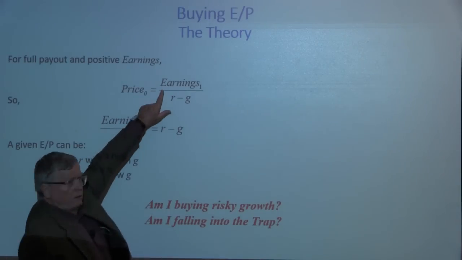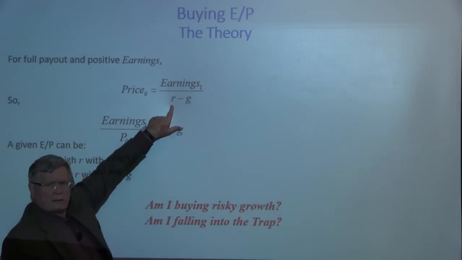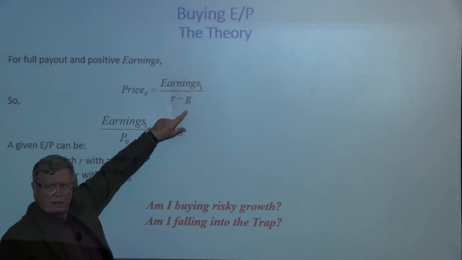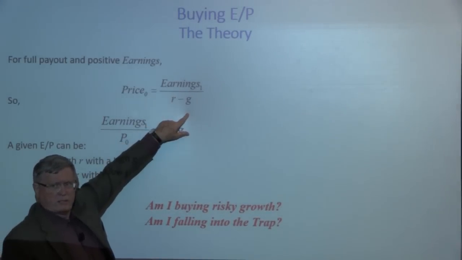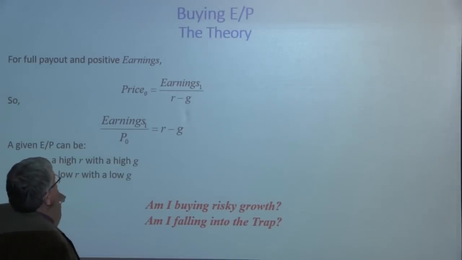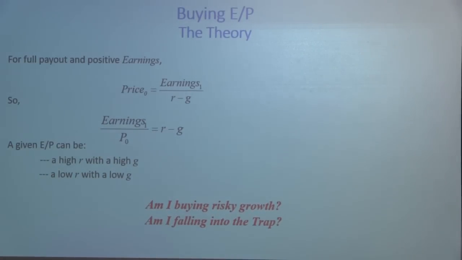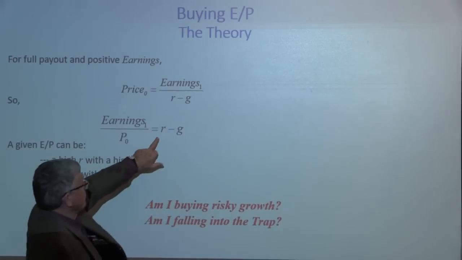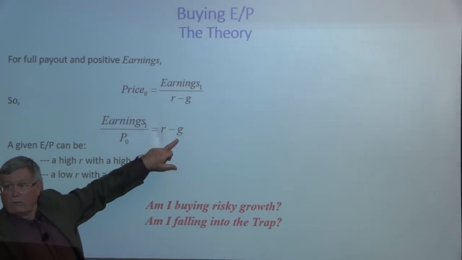Price equals forward earnings, capitalized at required return minus growth. This is a legitimate pricing model. And so earnings to price is actually the required return, which of course is based on the risk you're taking on, minus the growth.